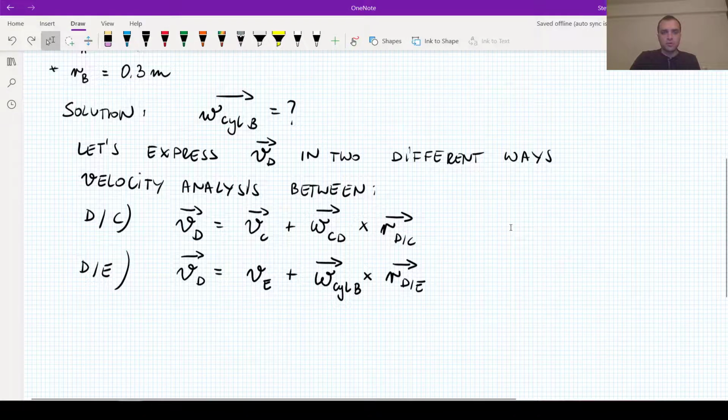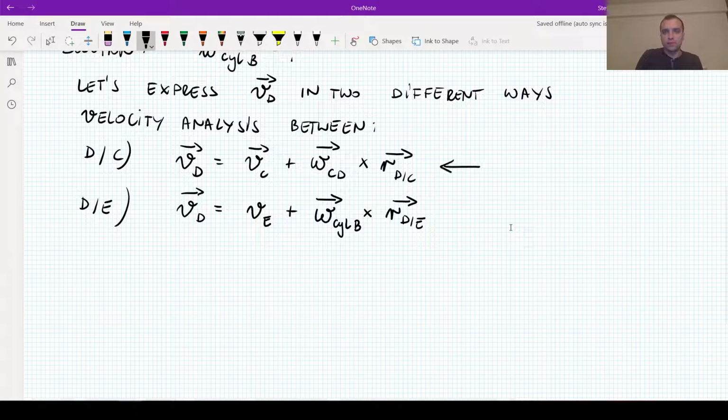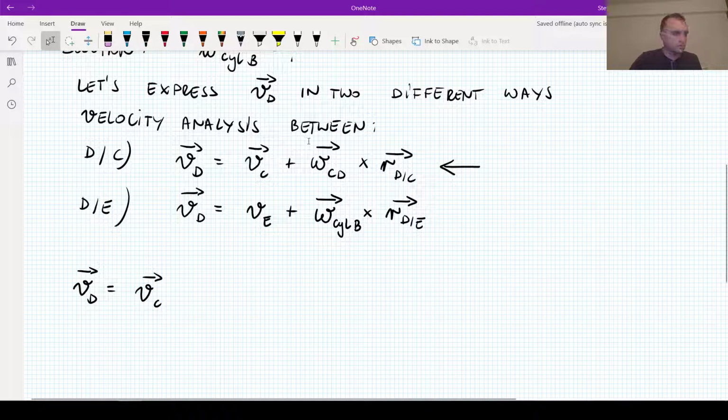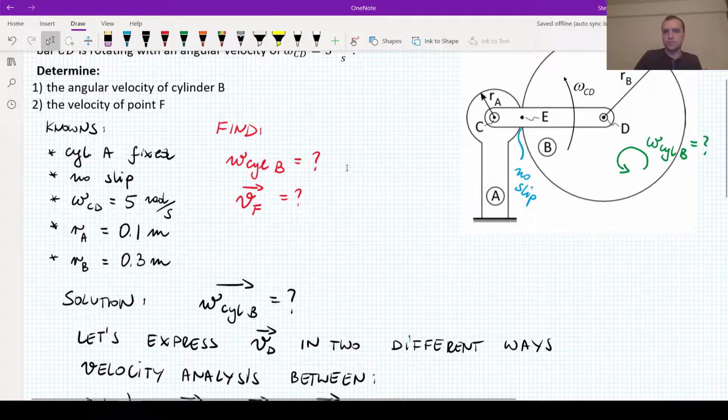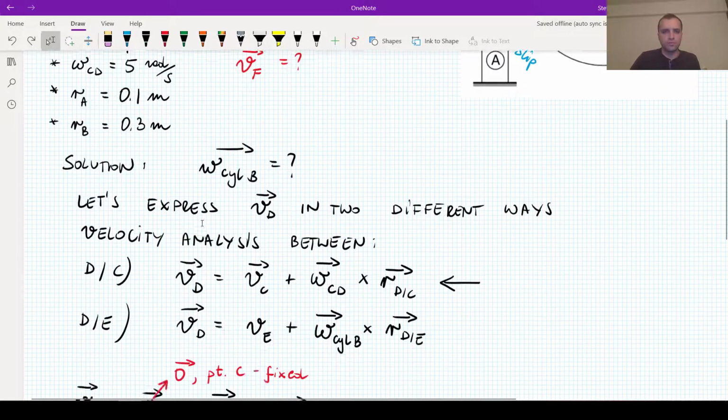All right, so let's solve this expression right now. So our VD is equal to VC. Actually, okay, let's copy this one. I believe that this vector is the zero vector. Why? Because point C is fixed. So we can express our VD in the following way. Omega CD is 0, 0, 5, positive, because omega CD rotates in a positive fashion. So this would be 5.